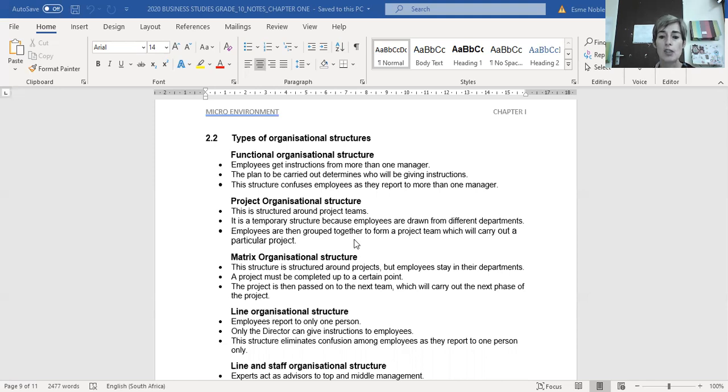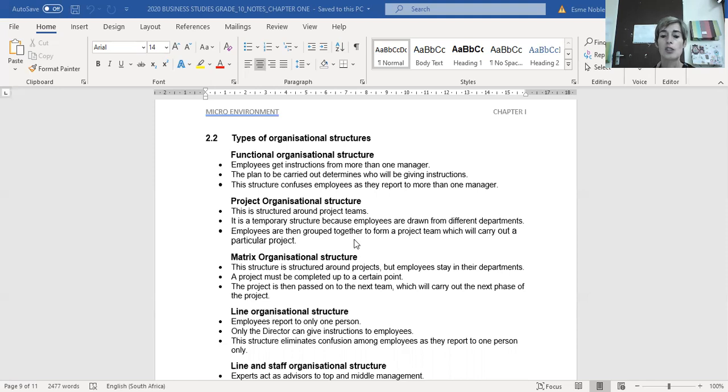Matrix organizational structure. The structure is structured around projects, but employees stay in their departments. A project must be completed up to a certain point. The project is then passed on to the next team, which will carry out the next phase of the project.